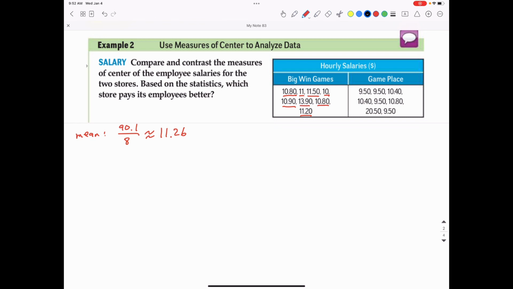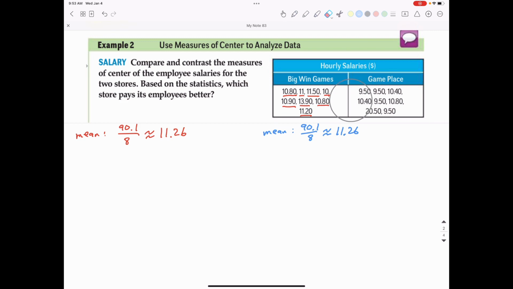If we do the same thing for Game Place and add up all their salaries, we would add 9.50 plus 9.50 plus 10.40 plus 10.40 plus another 9.50 plus 10.80 plus 20.50 plus 9.50. When you add that up, you get 90.1. We divide that by 8. We also get approximately $11.26 for their mean salary. So it looks like they actually pay the same amount.